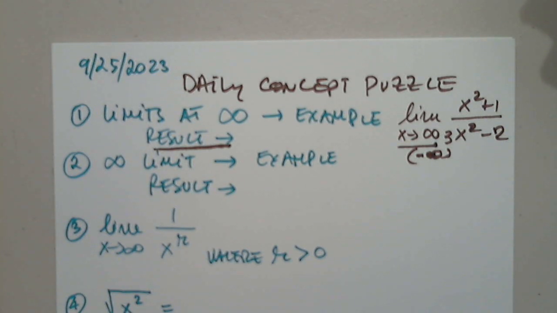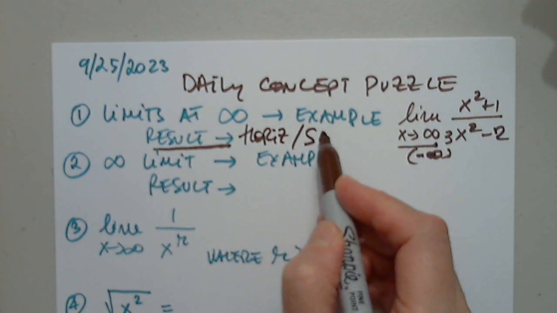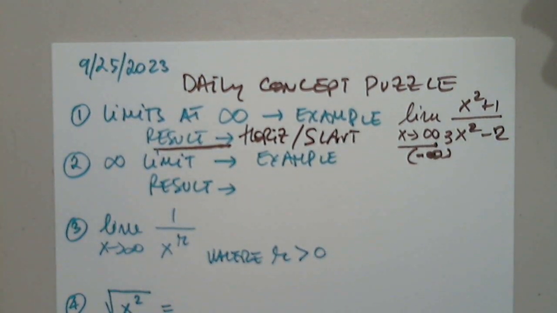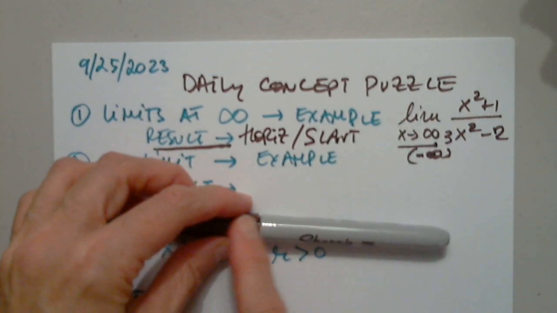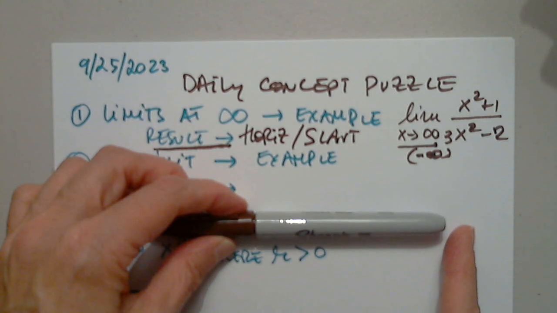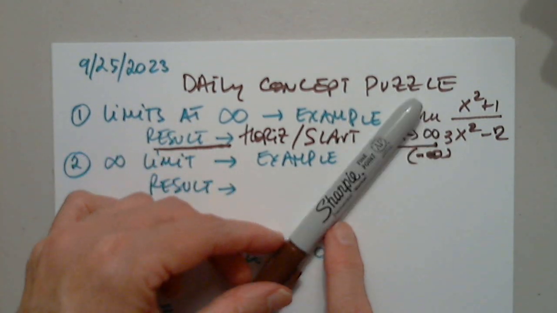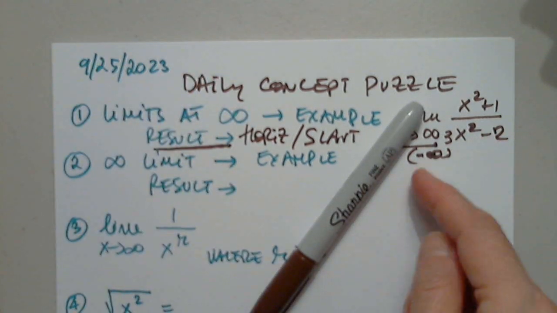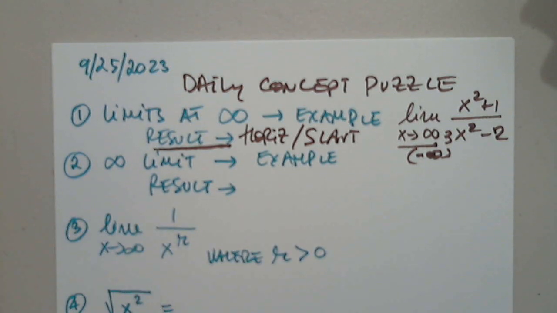Are we looking for the asymptotes? Yes, which ones? The horizontal, or slant. If it's a number, it's horizontal. If this limit is 5, it's horizontal, y equals 5. But if the answer here is infinity or negative infinity, then it's a slant. Good. Infinite limit. What does the infinite limit mean?